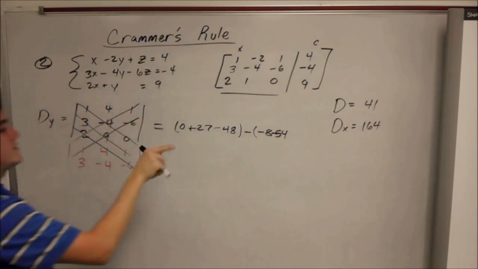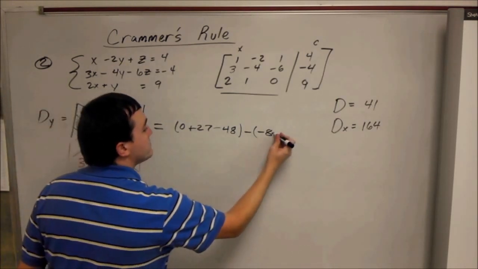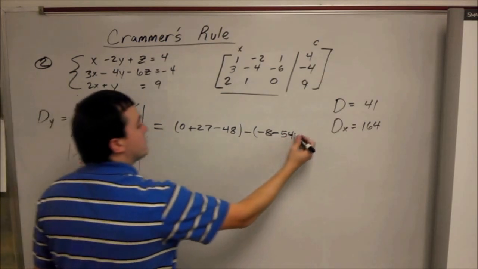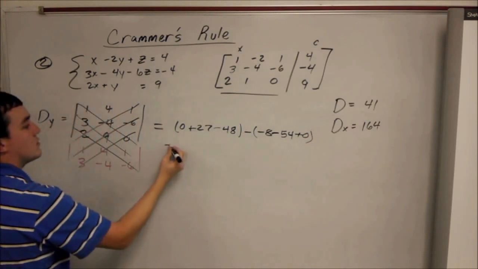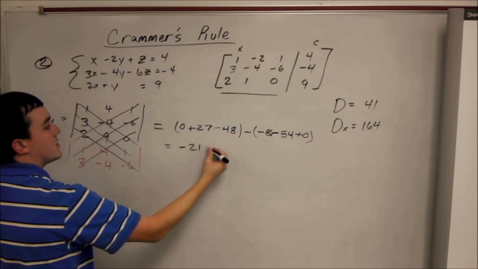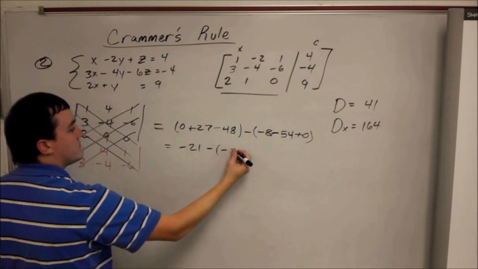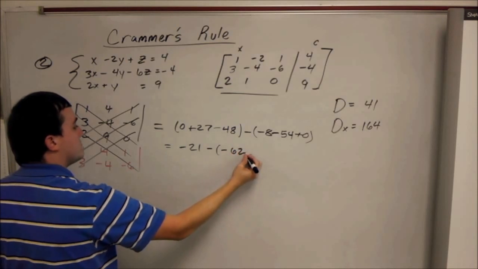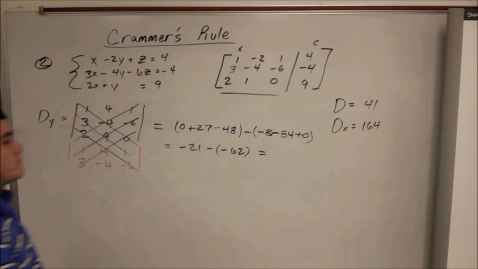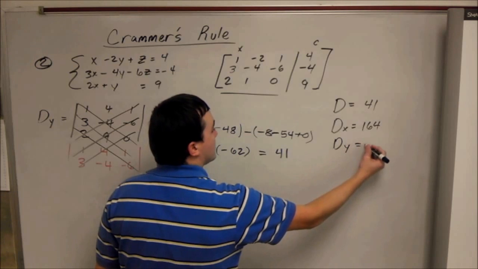Negative 54. So we have negative 8 minus 54. Write that a little bit neater. And 0 times anything is 0. So we get 27 minus 48 is negative 21. Minus negative 8 minus 54 is negative 62, which gives us 41. So dy is 41.